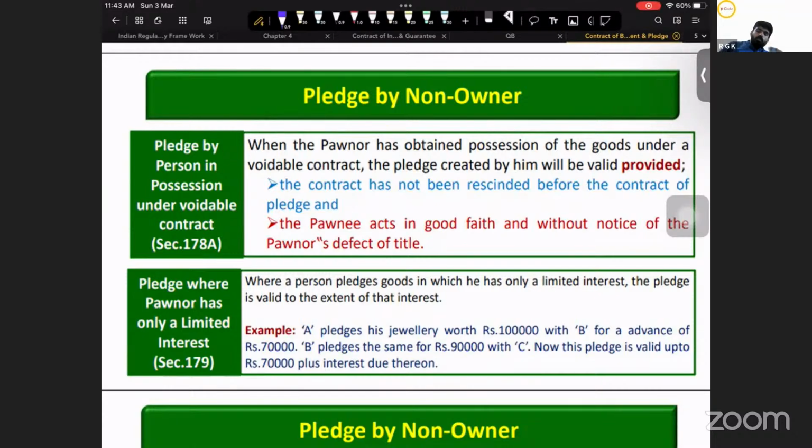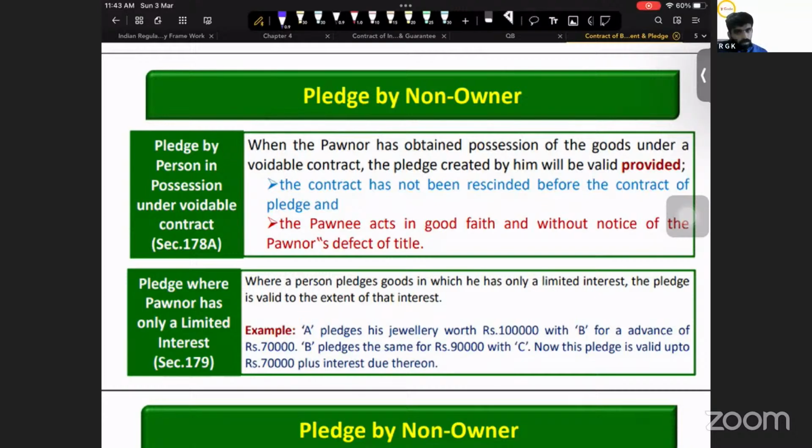Third one, pledge by owner who has only limited interest in the goods. Let us say you are not the absolute owner of the goods, but you still have some interest, some right, in that particular goods. They have given an example.